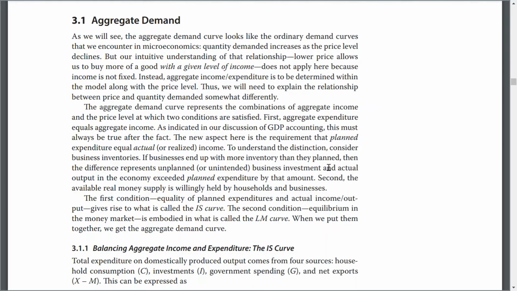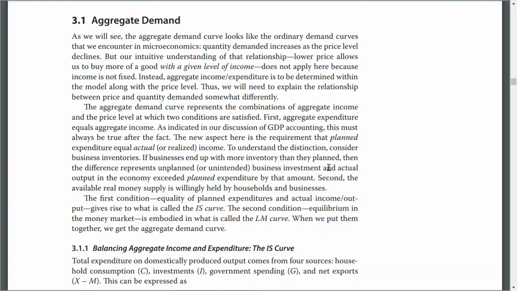The aggregate demand curve represents the combination of aggregate incomes and the price level at which 2 conditions are satisfied. First, aggregate expenditures equals aggregate income, as indicated in our discussion of GDP accounting. This must always be true after the fact. The new aspect here is the requirement that planned expenditures are actual or realized income.